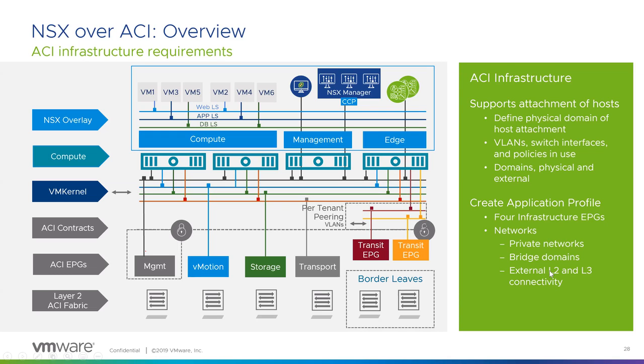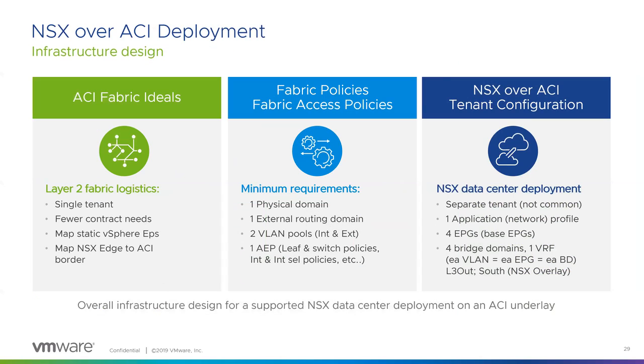And of course, this would just be an external L2 connectivity setup at that same edge point location. So the ACI fabric ideal is very simple. Single tenant, few contracts, map a series of static vSphere endpoint services into those interfaces where you're going to do so. This is more your planning.